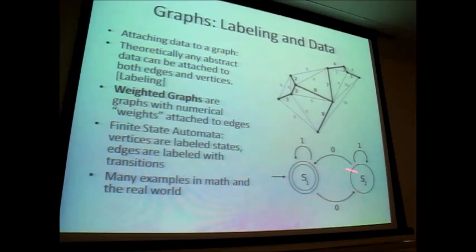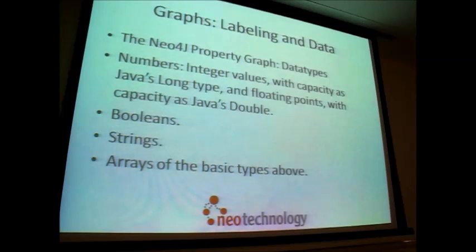This is a finite state automata example where you've got your states, which are the vertices, and you've got your transitions, which are the edges. And there's many examples of this. So in Neo, you've got a couple of different data types that you can apply to vertices and edges, and we'll look at them.